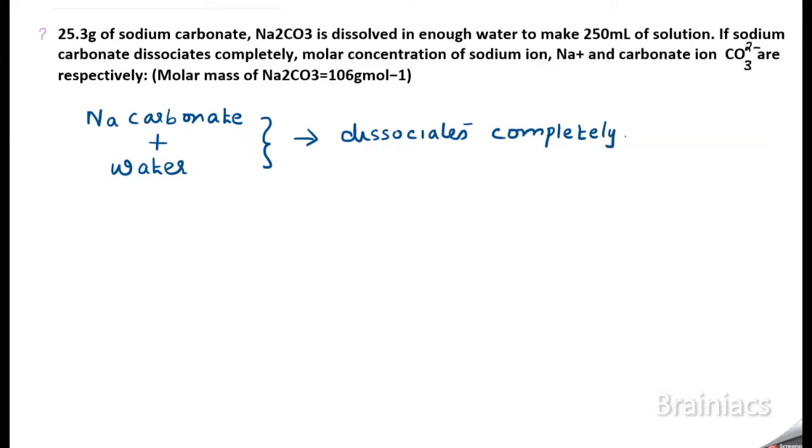If sodium carbonate is dissociating, I can say 1 mole Na2CO3 on dissociating will give you 2 Na+, correct? 2 moles of Na+ and 1 mole of CO3 2- ion, correct? That means 1 mole Na2CO3 on dissociation gives 2 moles of Na+ and 1 mole of CO3 2-.